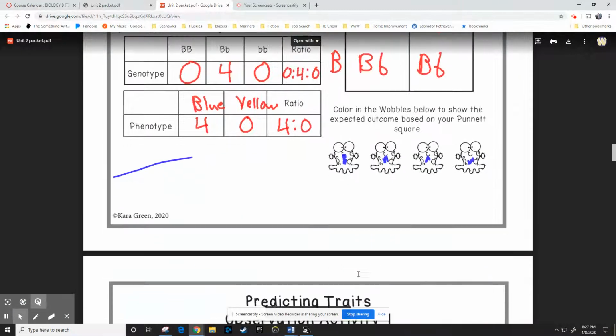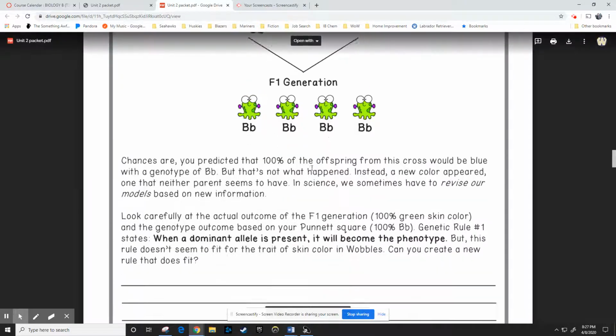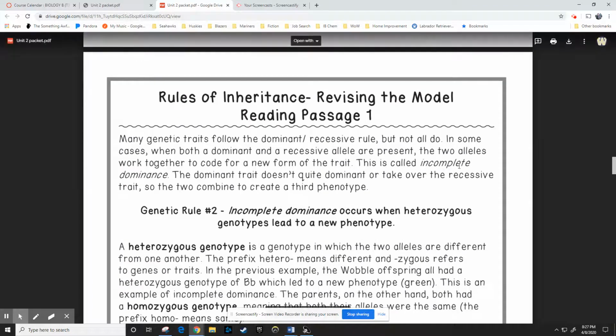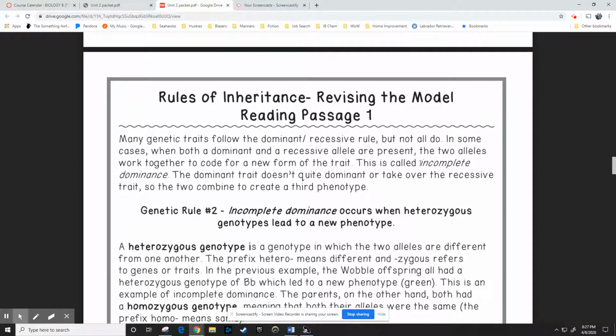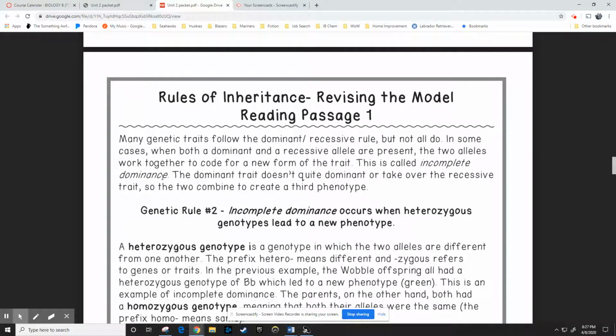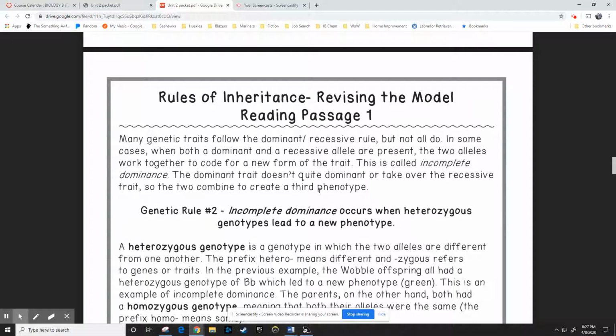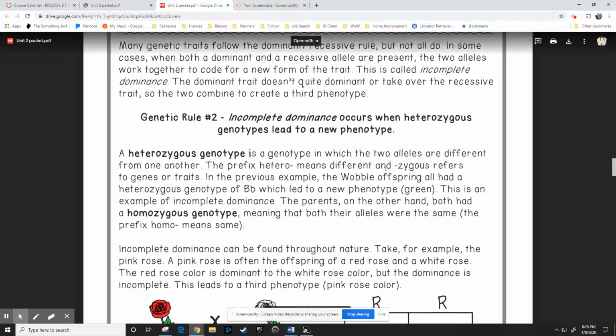If we come down here, we see that's not actually what happens though. When we have our blue and our yellow cross, we end up with green ones. So there's a lot of information on this page about what exactly is happening here. The big term for it is incomplete dominance, where the dominant trait doesn't have 100% of it showing. It doesn't show 100% of that trait. It's kind of a mix between the two.